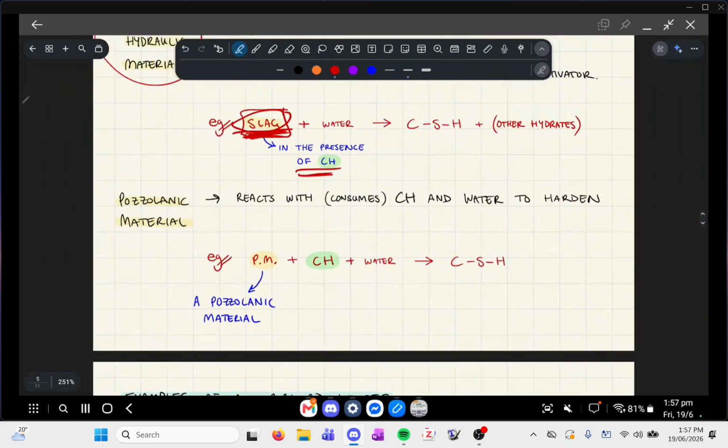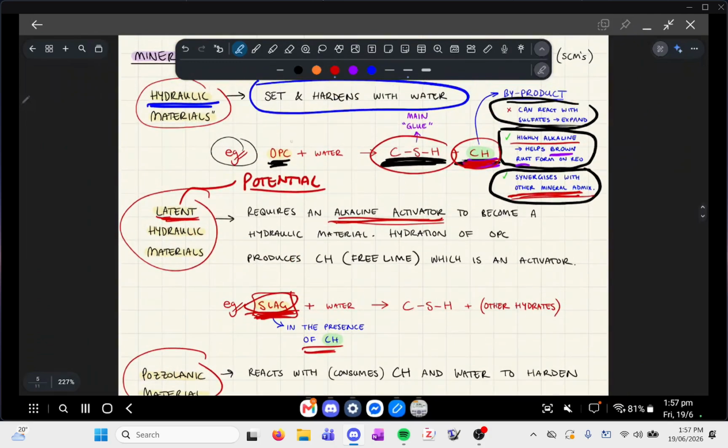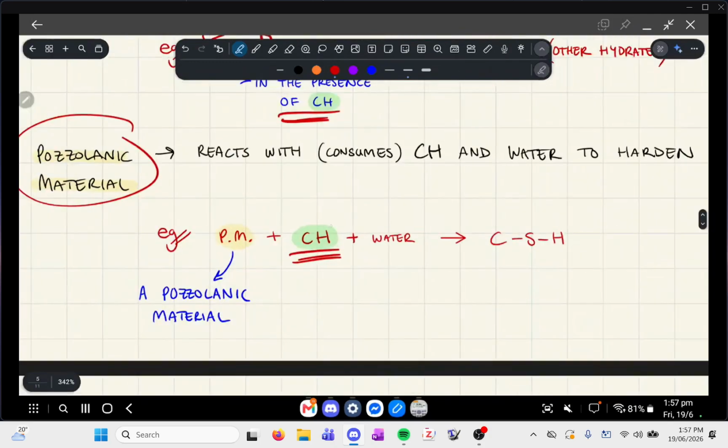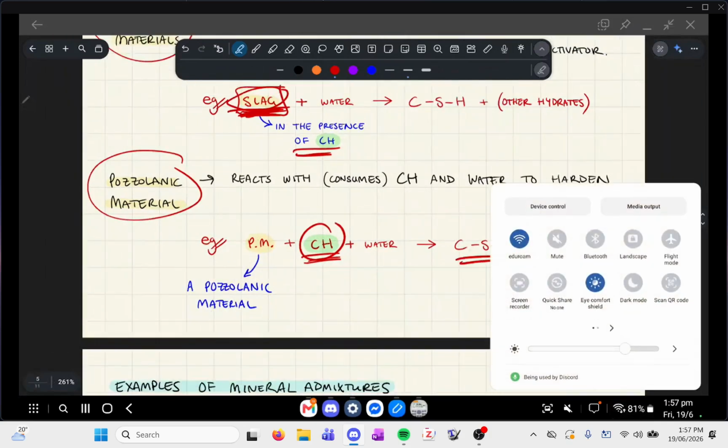All right, now the other type is pozzolanic minerals, okay? So pozzolanic minerals actually consume the excess calcium hydroxide, right? So this CH that was produced from OPC can actually be consumed to create more of the glue product that we actually want.